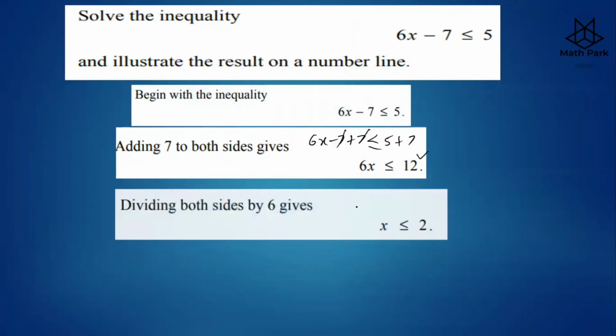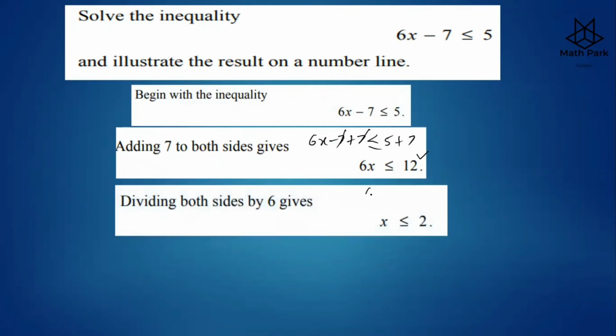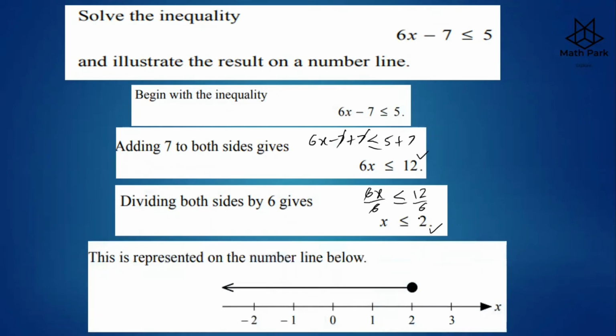The next step is to divide both sides by 6. So that means we are doing 6x divided by 6 is less than or equal to 12 divided by 6. 6x divided by 6 we get x, and x is less than or equal to 2. This is how we got this inequality as x is less than or equal to 2. Now to show this on the number line, it is less than or equal to, so that is why at 2 you will have a dark circle and x is less than or equal to 2.